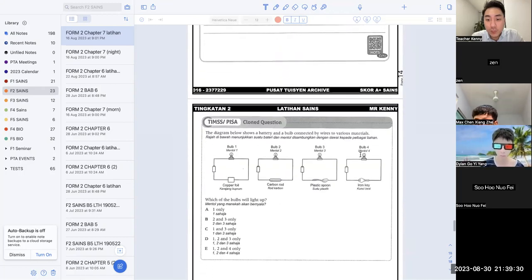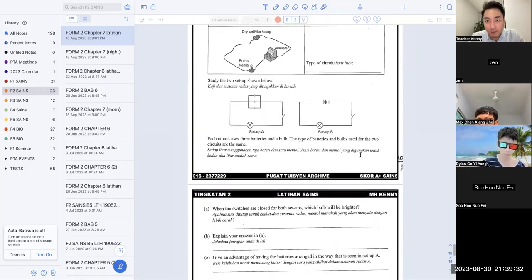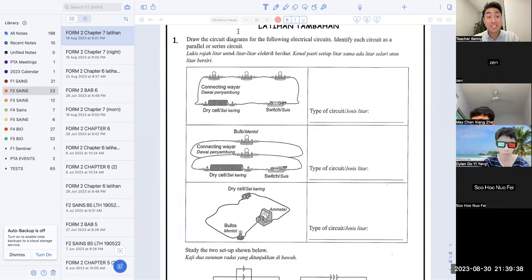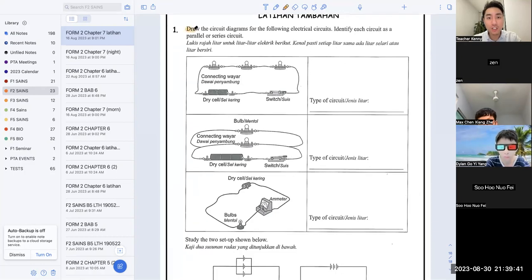Next up, since we learned calculation already, let's figure out this one. Draw the circuit diagram. Identify each circuit as parallel or series. Before we go further, let's identify first. Look at this diagram. Is this a parallel arrangement or a series arrangement? P for parallel, S for series. No answer, I'll wait until tomorrow. Parallel or series arrangement?